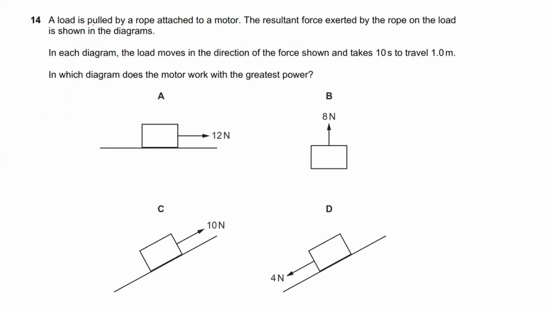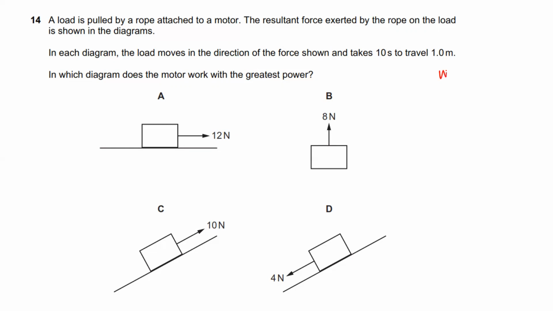Then question number 14, it says a load is pulled by a rope attached to a motor. The resultant force exerted by the rope on the load is shown in the diagrams. In each diagram, the load moves in the direction of the force shown, and takes 10 seconds to travel 1 meter. In which diagram does the motor work with the greatest power?